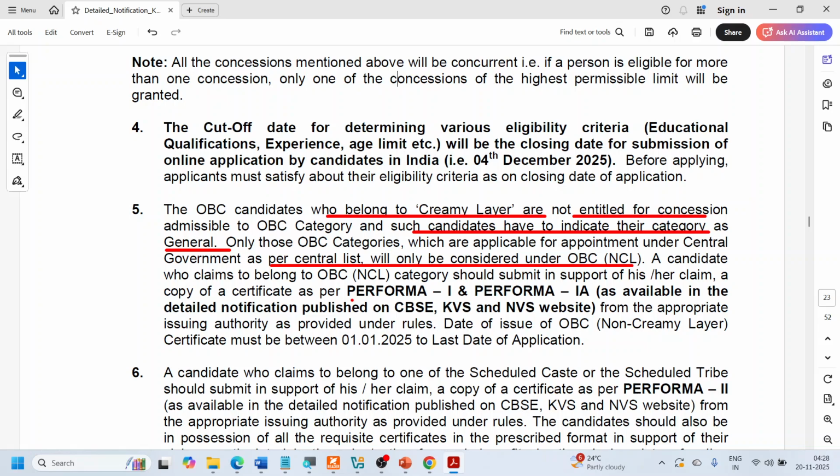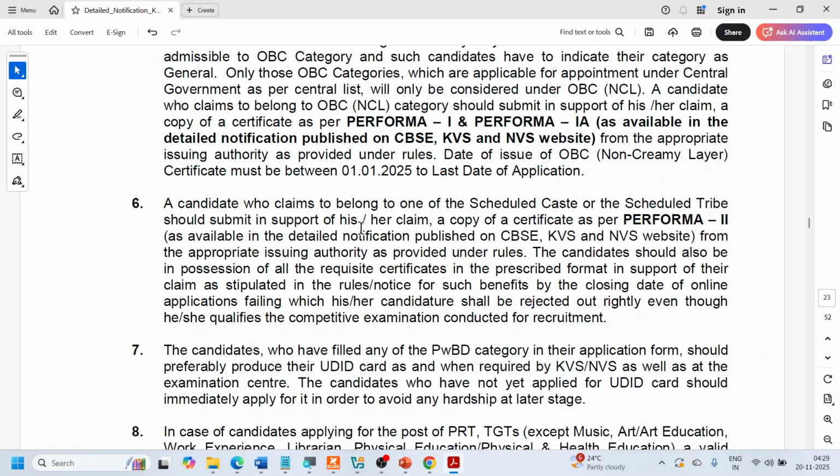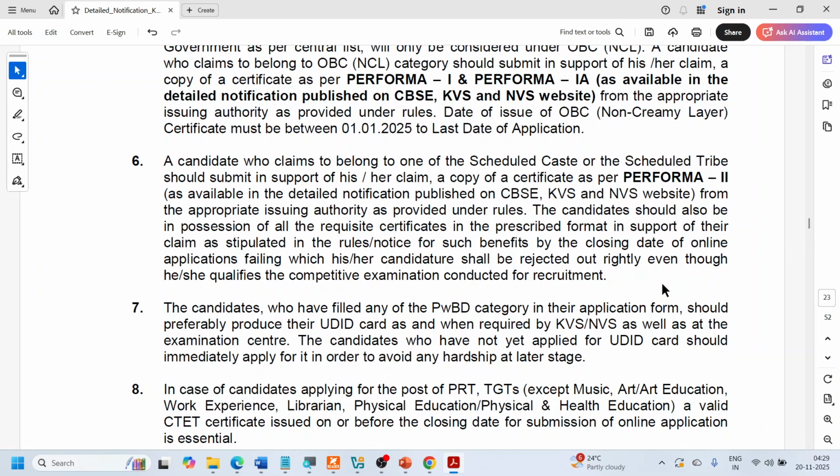And at the end, they have given two proformas, proforma 1 and proforma 1A. At the end of this document, you will find them. You can download it and then go for it. So you notice over here, the non-creamy layer certification must be between 01/25 and the last date of application. So be careful with those who are applying for that one. Okay. Again, those who are applying for scheduled caste and scheduled tribe must support the claim with the proper certification. Again, they have given the proforma here. Just go through the proforma and then apply for it.